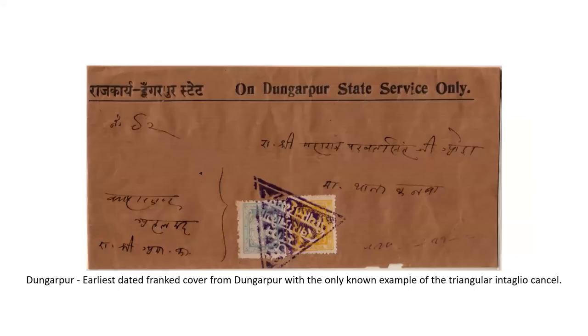Here we have a very interesting cover from Dungarpur. It's the only known cover with the earliest known cancel, which is this intaglio triangular strike. And it's got the first stamp of Dungarpur, the quarter anna yellow on the right and the one anna on the left.